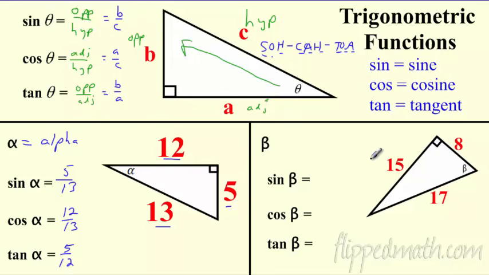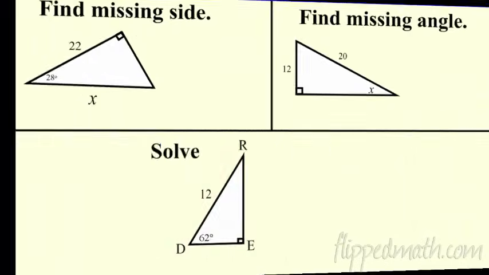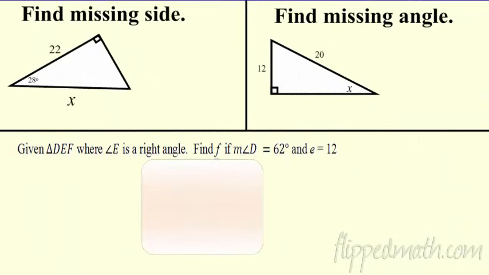So here's another one, the last one here. I try to mix it around. This little cursive B here stands for beta, another Greek letter. So we'll use alpha and beta a lot. So what's the sine of beta? So again, the hypotenuse is always across from the right angle. Where's the opposite? Boom, 15 over 17. The adjacent would be for cosine 8 over 17. And tangent would be 15 over 8. Here we go. So let's go ahead and apply this.